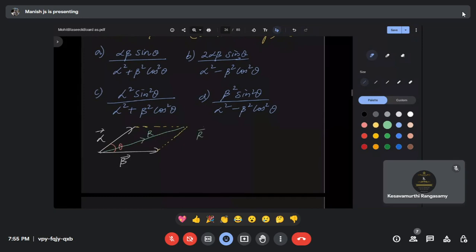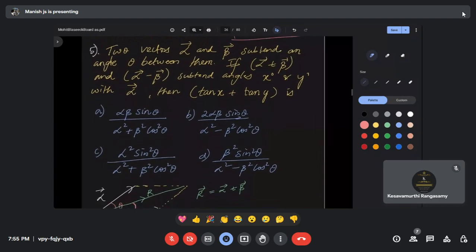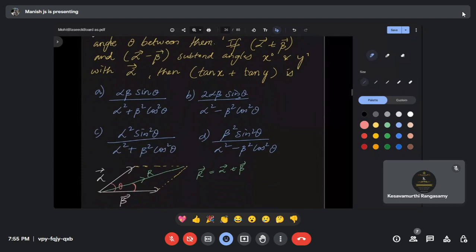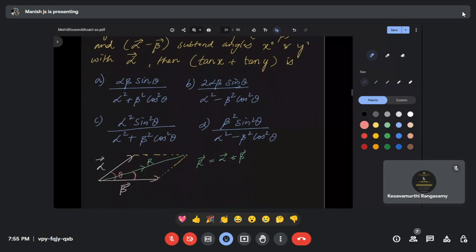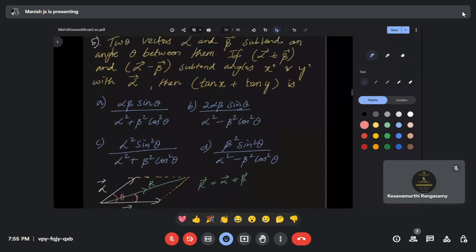How can you write the resultant? It is nothing but the sum, alpha plus beta, isn't it? That's your resultant, and it is also making a corresponding angle. Now the angle that it is going to make with alpha: they are telling that they are going to subtend angles x degrees and y degrees. That is what they mean.